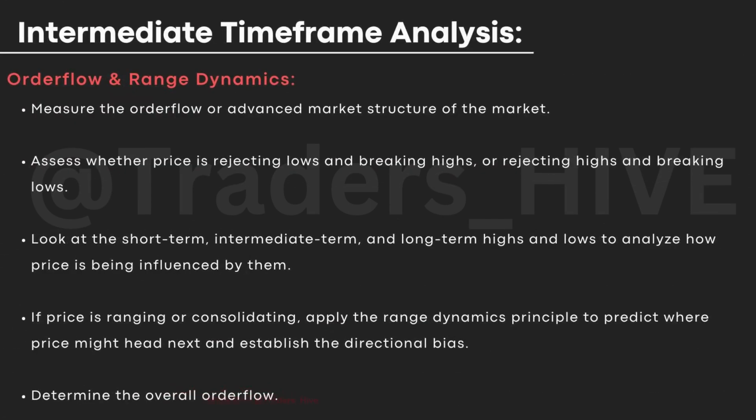Once you've done all of that, you're then going to determine the order flow. The analysis is going to be the same you perform on the monthly higher time frame, but you're going to refine that down to the weekly specific levels, right? First of all, you're going to measure the order flow or the advanced market structure of the market. Next up, you're going to assess whether price is rejecting lows, breaking highs, or rejecting highs and breaking lows. And then you're going to look at the short term, intermediate term, and long term highs and lows to see how price interacts with them.